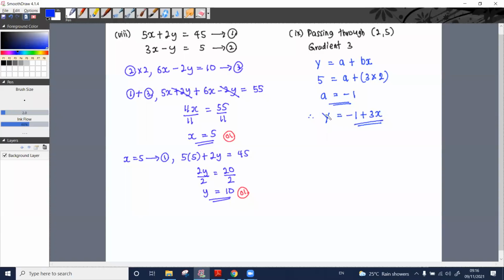That should be y equals minus 1 plus 3x. So if you got this one correct, give 2 marks.